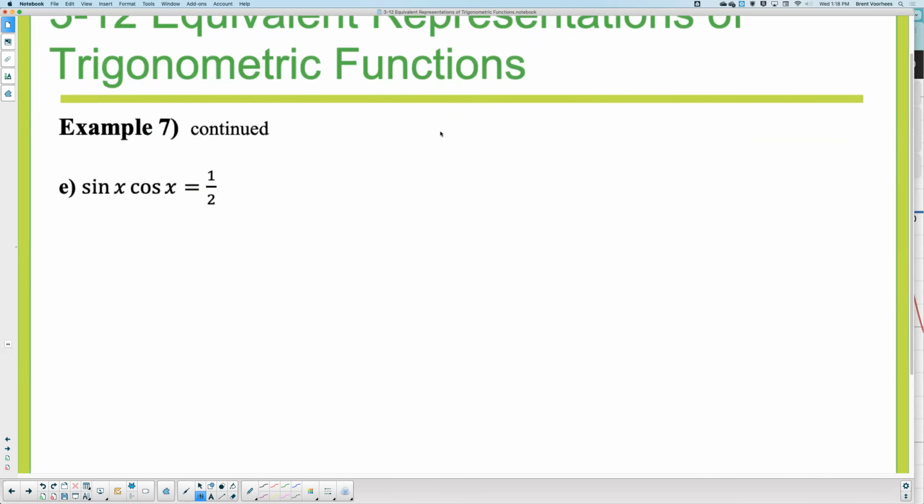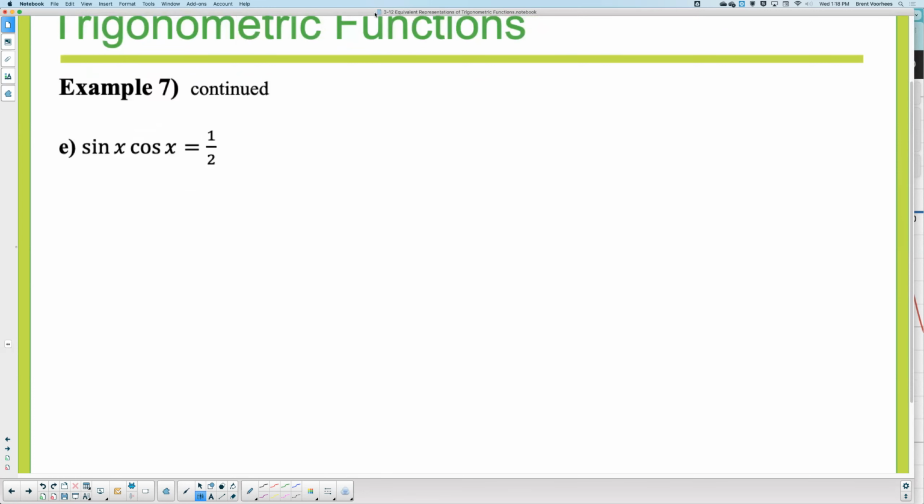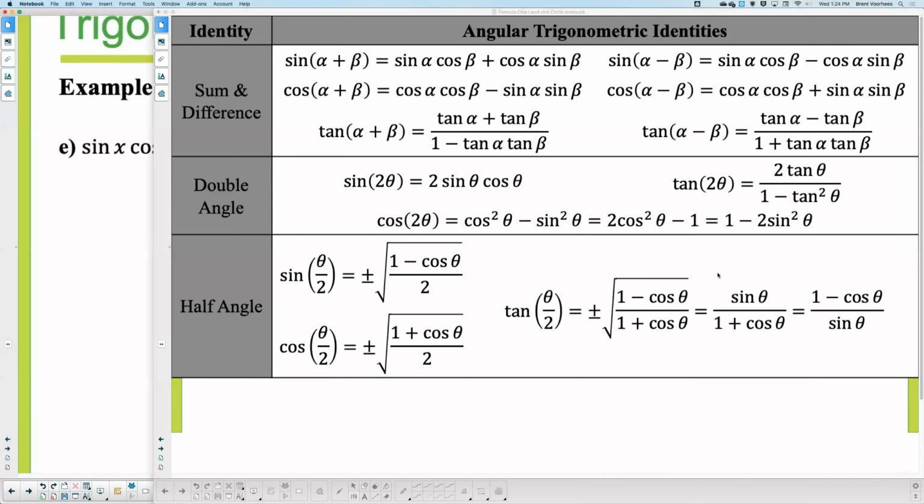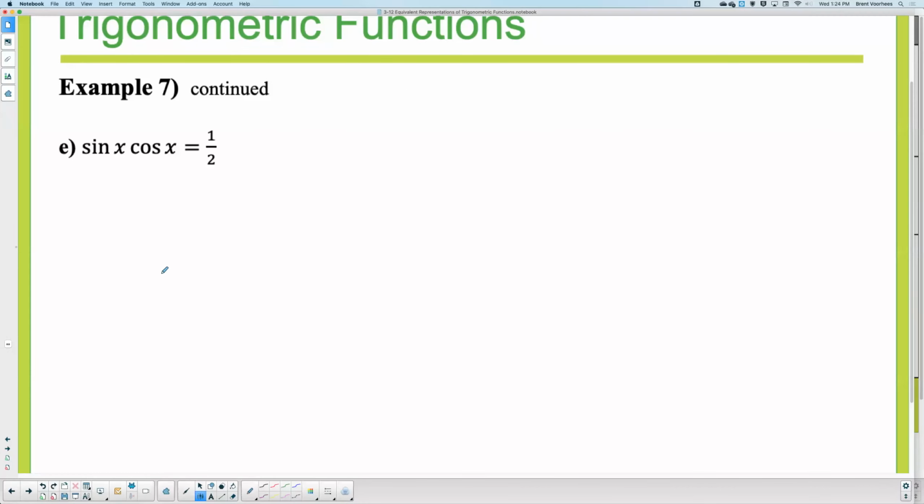All right, now let's look at part E here. So let's look at this formula. What stands out to me is we have sine x times cosine x, and this is an identity. We have something similar to sine x times cosine x, and it's right here. It's the double angle. Sine 2 theta equals 2 times sine theta cosine theta. So that's the identity I'm going to use here. But I just have to get this in the right form.